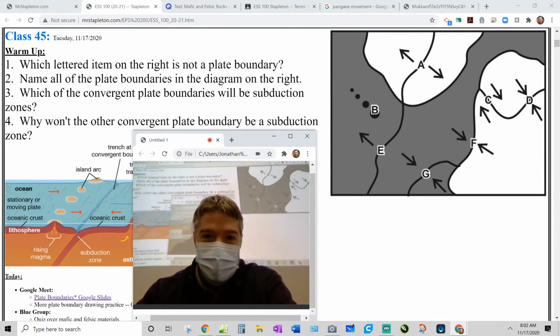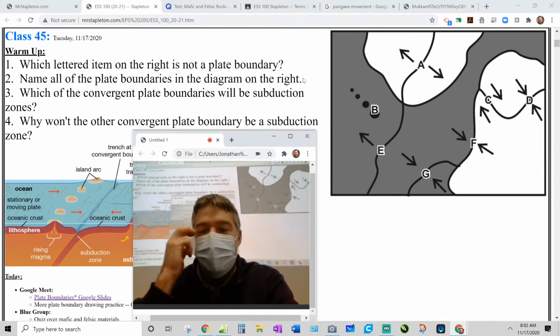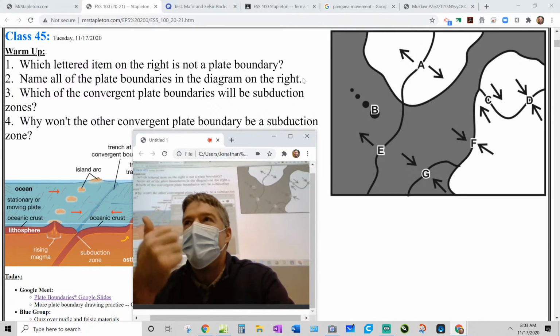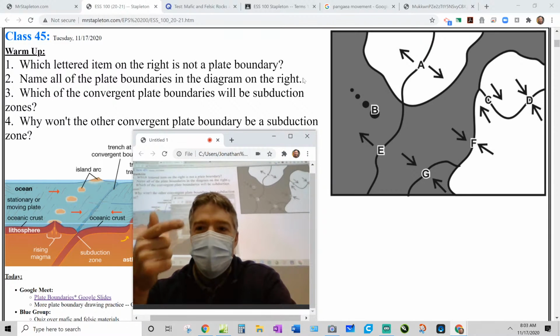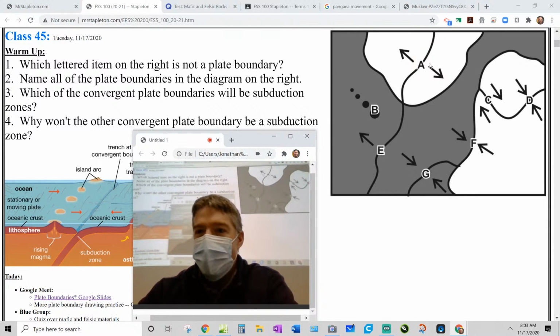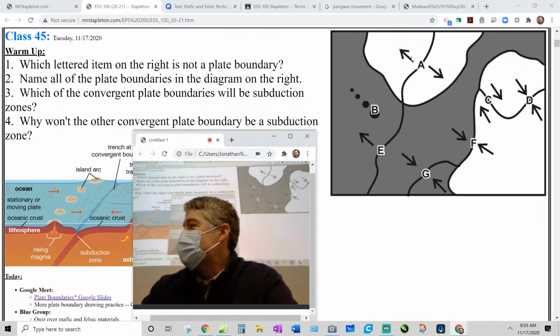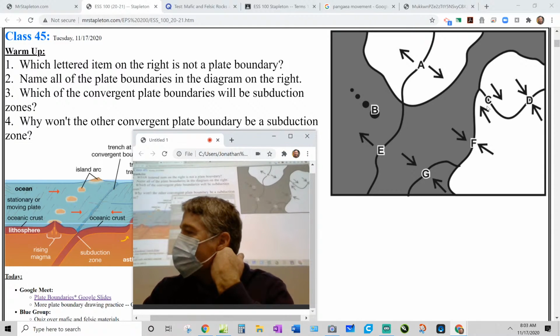Name all the plate boundaries in the diagram on the right. So the name, you have to have direction and then name both the plates. So I'll do the first one. A, there are two plates. They're both continent and they're moving apart. So this is continent-continent divergent. I'm going to pick somebody from home this time. RJ, how about C? What would you call this? The name of plate boundary C there.